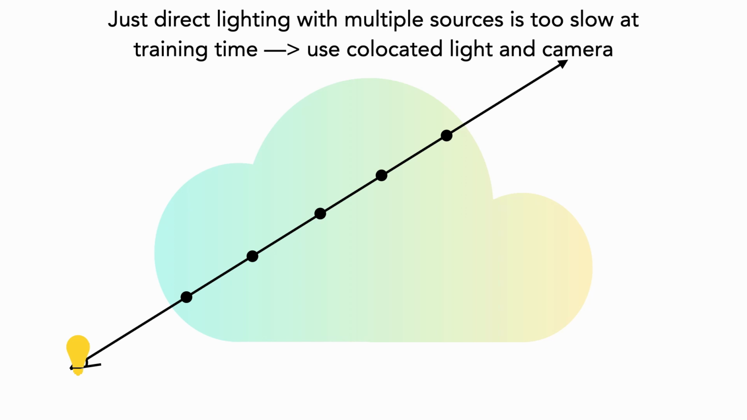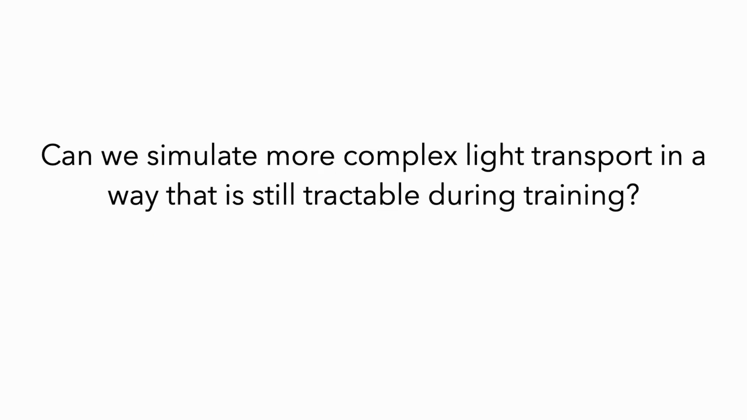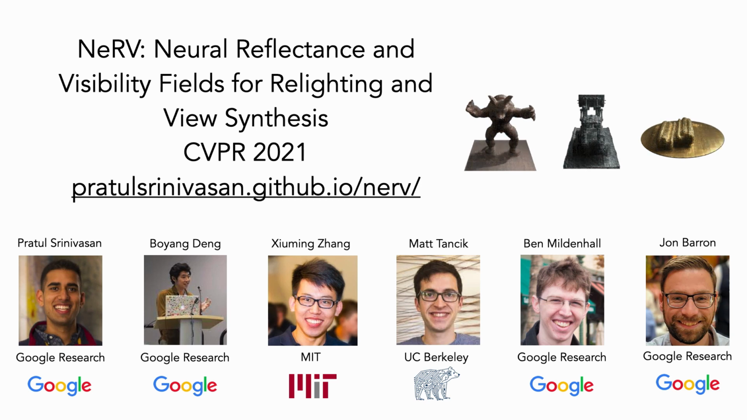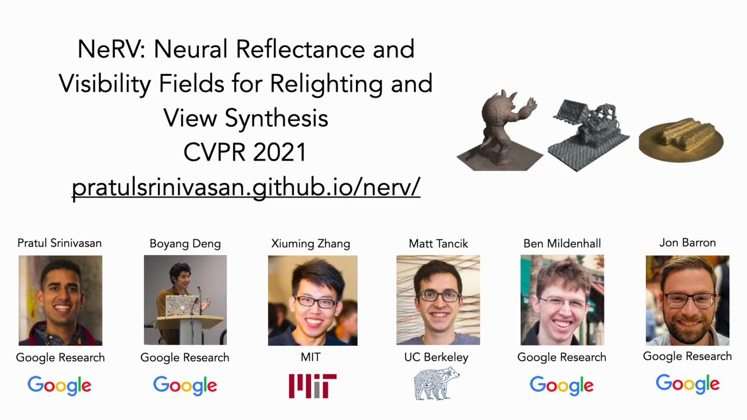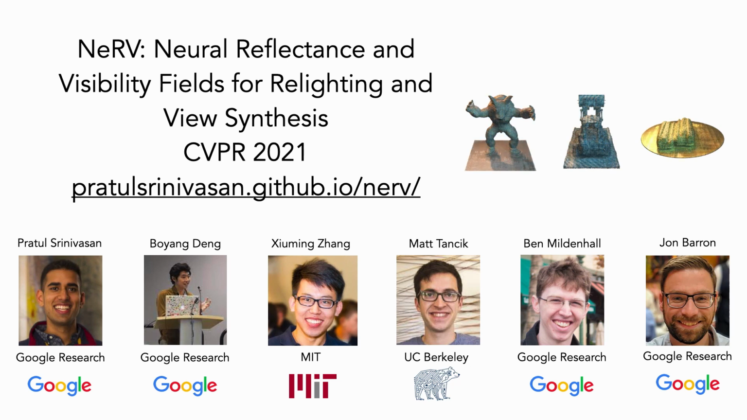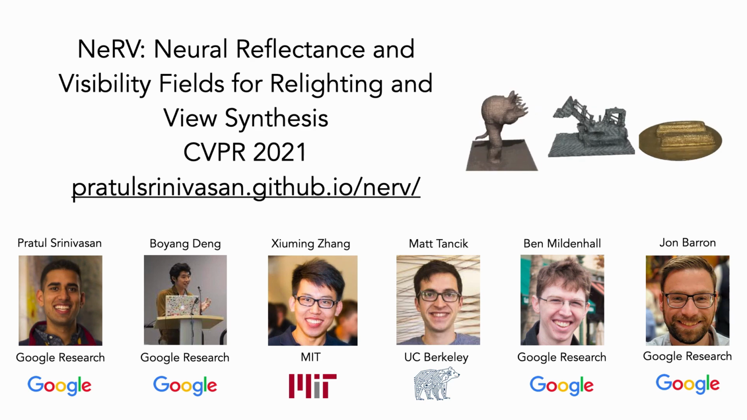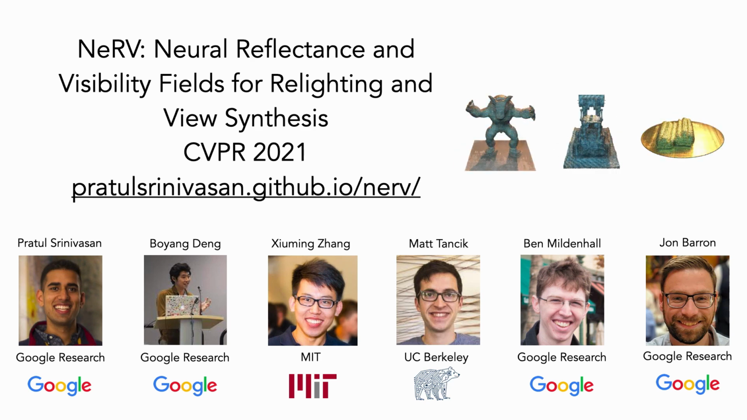And so while this capture setup can recover really impressive relightable models, as Zhang showed earlier, it prohibits us from trying to recover relightable models under more general lighting conditions where we have many more light sources. So the question I've been interested in is, how can we simulate more complex light transport in a similar neural volumetric inverse rendering framework in a way that's still tractable during training? I, along with my teammates and some collaborators at Google Research, Berkeley, and MIT, investigated this question in a paper that's going to appear at CVPR later this year, called NeRV, or Neural Reflectance and Visibility Fields.